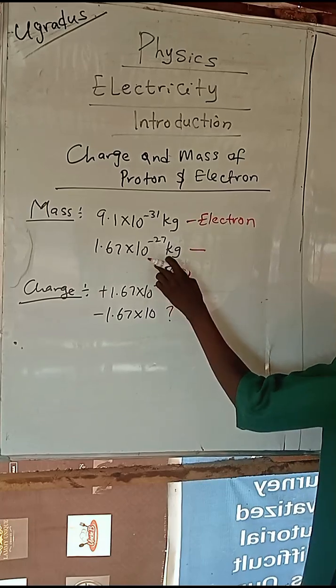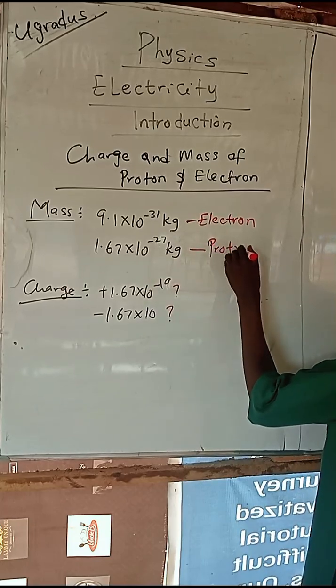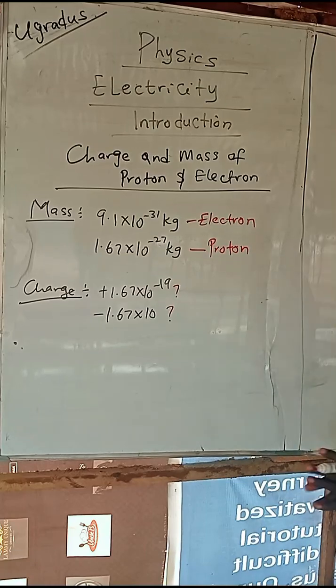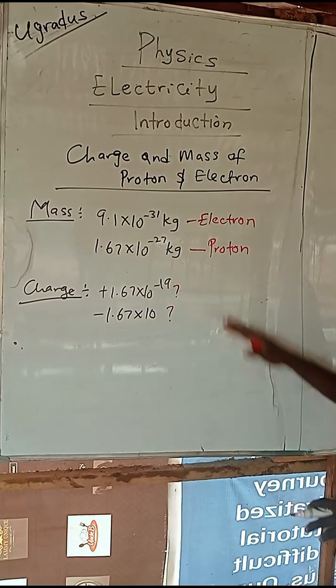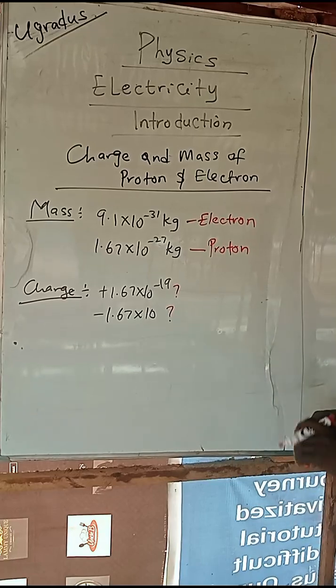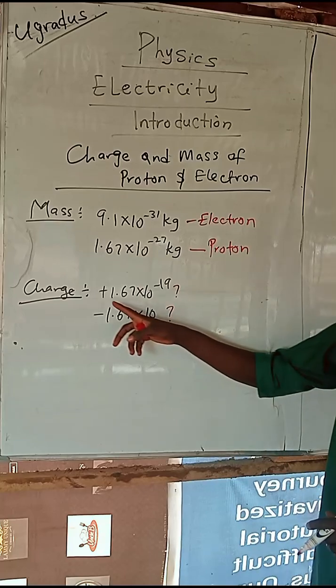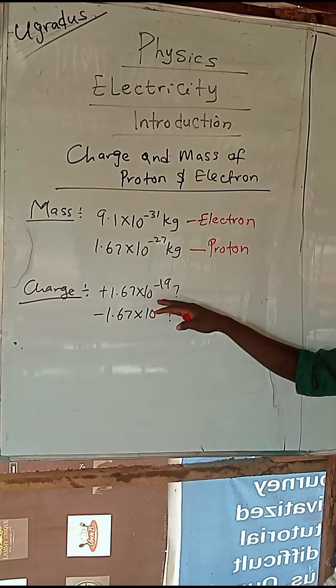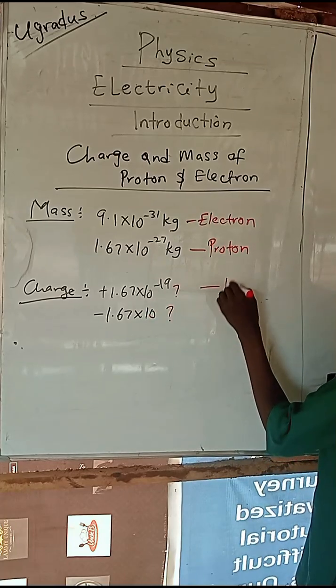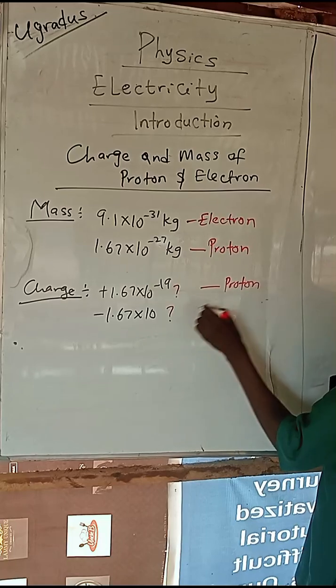And this second one, of course, belongs to the proton. I said we are just concerned about electron and proton under electricity. And the charge should not give you any headache at all, because when you have plus and minus, you know that the positive one is the proton and the negative one is the electron.